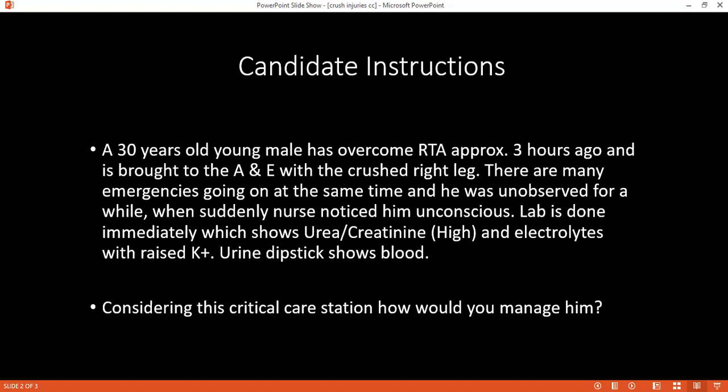I will ensure the patient is well hydrated, and I will maintain urine output more than 300 ml per hour. I will give a diuretic. I can give mannitol to increase urine output, and for alkalinization of urine, I will give sodium bicarb. And as the patient has raised potassium, I will manage that hyperkalemia as well.